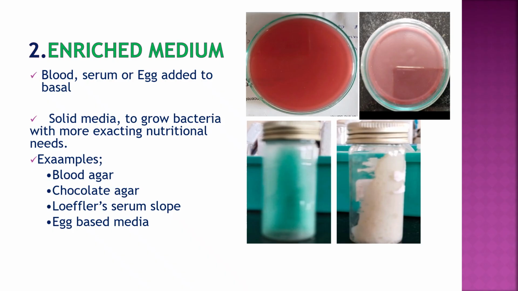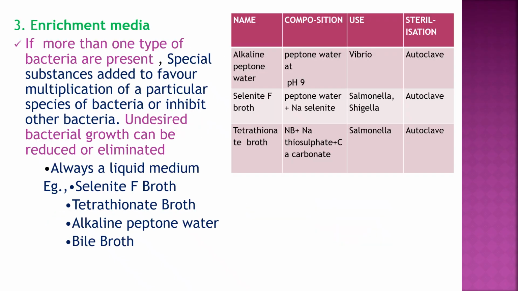In enriched medium, blood, serum or eggs are added to the basic media, and it is called enriched media. It is for the nutritionally deficient bacteria which grow in the presence of the extra added nutrients. Examples are blood agar, chocolate agar, Loeffler serum slope, and the egg based medium, that is Lowenstein Jensen medium.